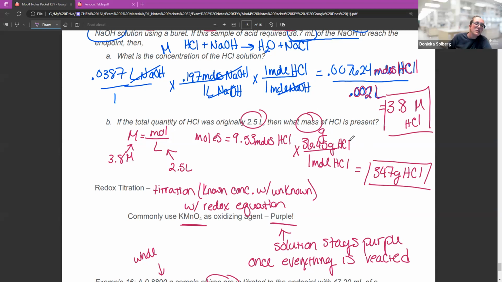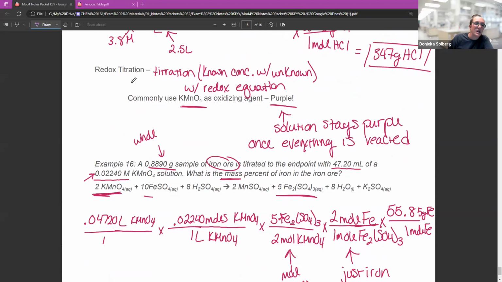Okay. Now we can also do different types of titrations, like redox titrations. We'll do this in 162, but it's just a titration with not acids and bases, and this one is usually not a 1-to-1 ratio, but it works exactly the same way. So you do a titration, something that you know the concentration of reacting with something that you don't know the concentration of. It's just a redox reaction instead of acid-base.